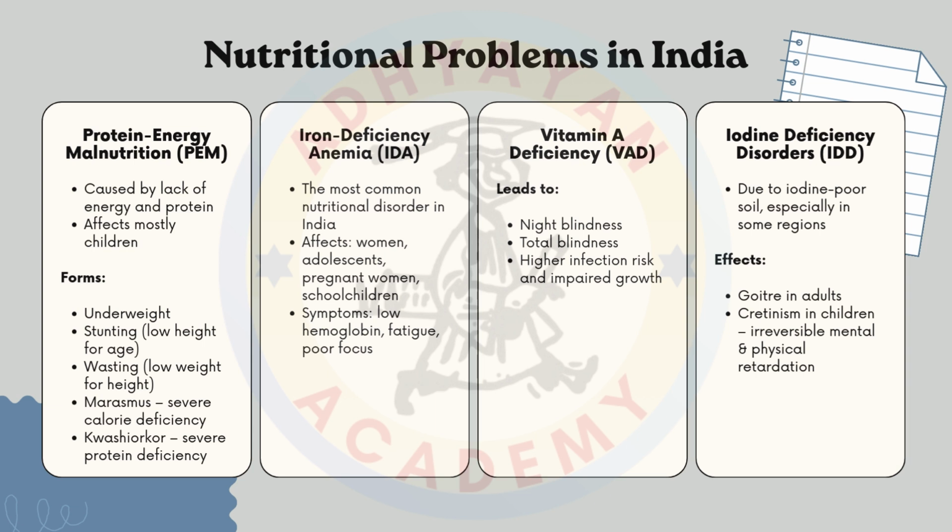Finally, iodine deficiency is common in areas with iodine-poor soil. It causes goiter in adults and, if exposure happens before birth, can result in cretinism, permanent physical and mental impairment in children. Addressing these issues is essential for India's health and future productivity.